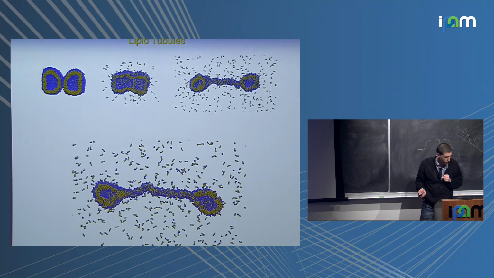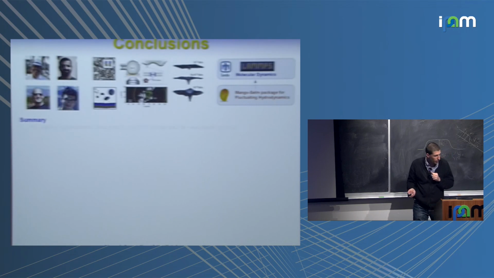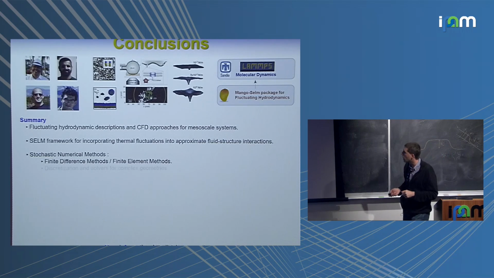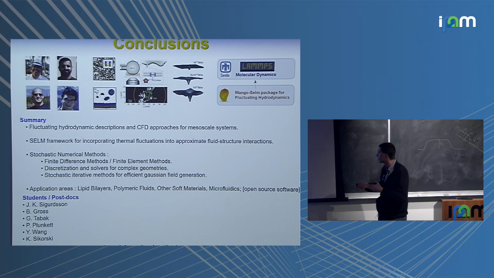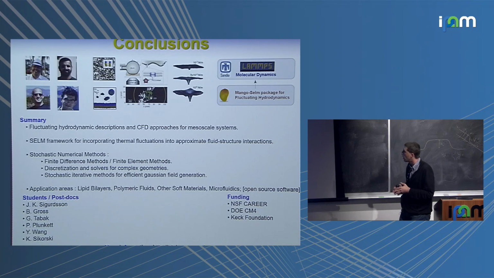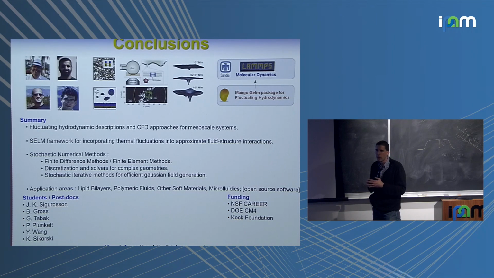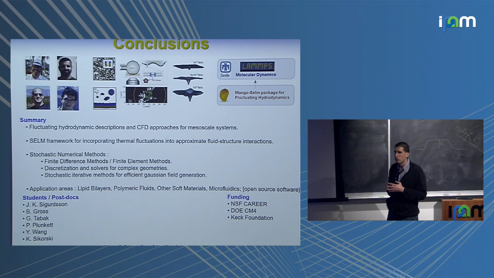There's a bunch of other things that we're doing looking at fusion and lipid tubules using these techniques. And I think, in summary, there are a lot of exciting problems in soft materials that we can address with this new fluctuating hydrodynamic thermostat. And I'd be very happy to talk with people about other applications, or I'm very open to collaboration.